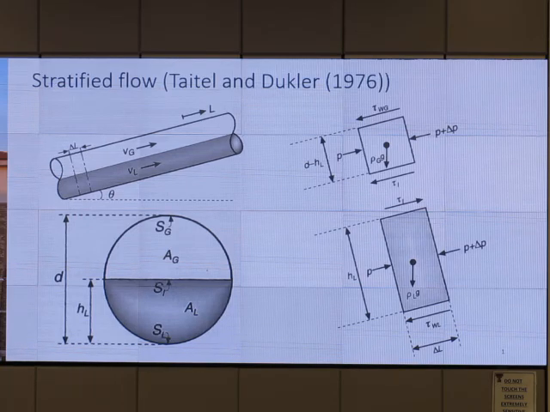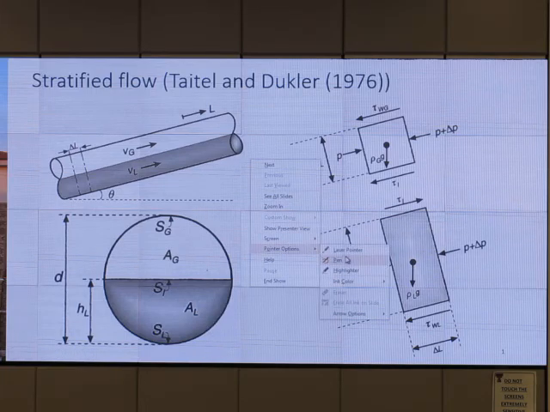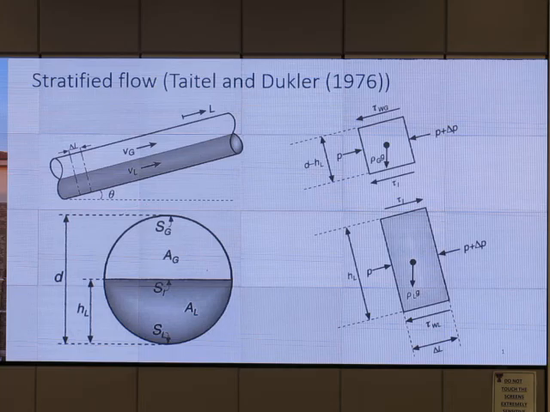Next step is read it. Next important step, look at this one. We have the definition of angle. This is what I want you to pay attention to. Angle is a measurement from horizontal. If theta equals 0, this means horizontal flow.